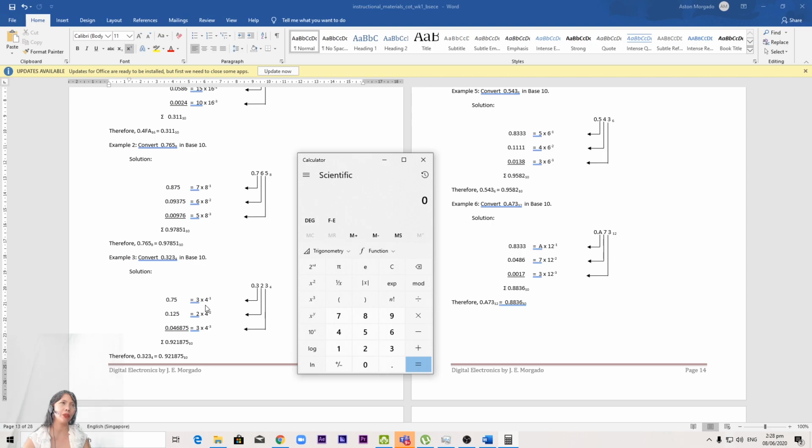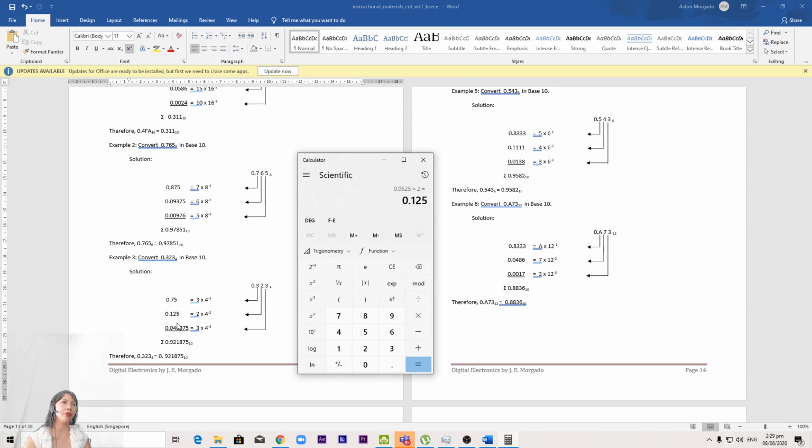So we multiply 3 times 4 raised to negative 1. So 4 to the negative 1, times 3. We have 0.75. Then next we have 2 times 4 raised to negative 2. So 4 raised to negative 2 times 2.